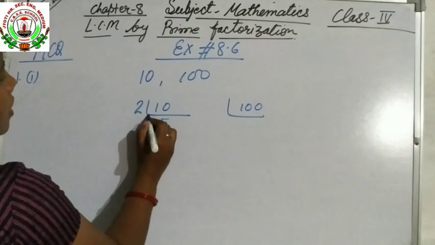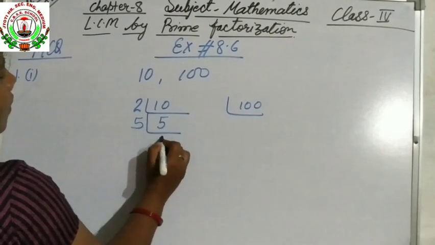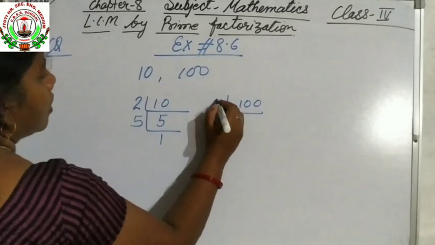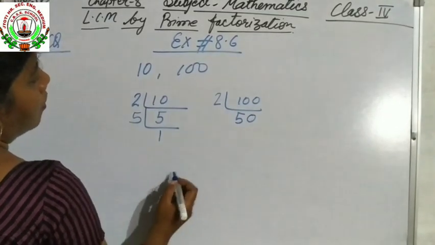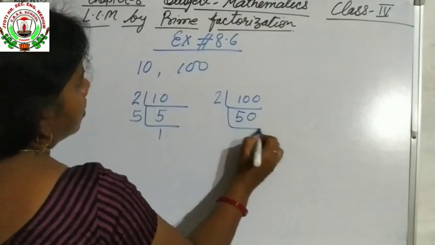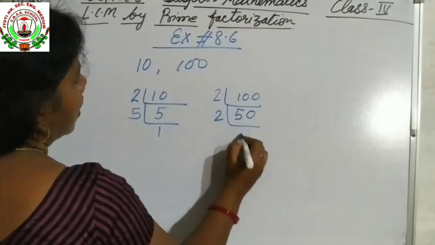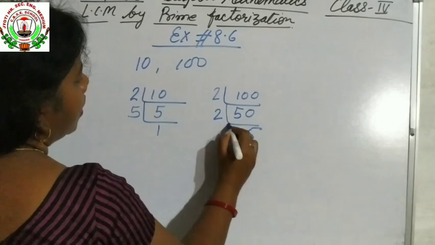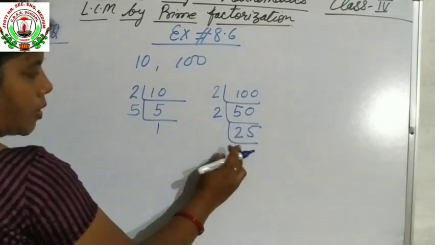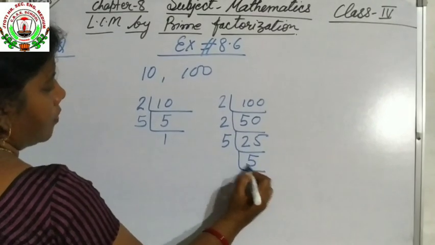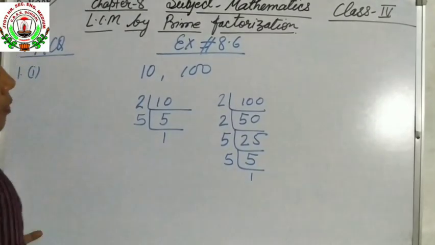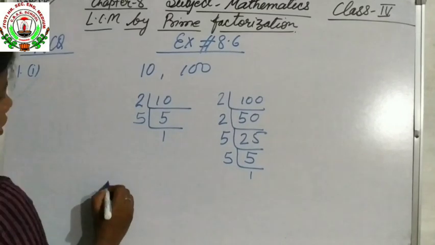2 fives are 10. Now 5 ones are 5. Again 2, when you divide 100 by 2, 2 fives are 10, then 0, 0 is 0. Then again 2, 2 twos are 4, 2 fives are 10. Now it is not divisible by 2, so we will take 5. 5 fives are 25, then 5 ones are 5. Now these are the prime factors of 10 and 100.